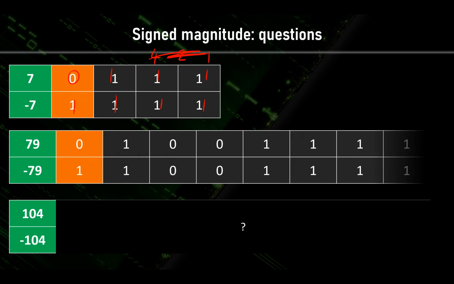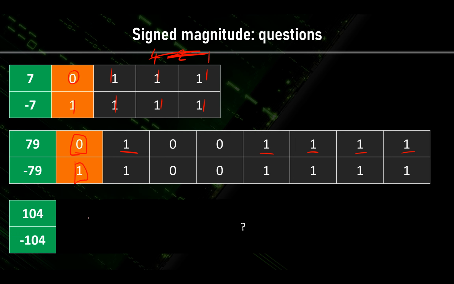Alright, so if we look at 79, that's going to be 64, and then we want 15. So 64 plus 8 gets us to 72, plus 4 gets 76, plus 2, 78, plus 1, 79. And again, of course, 0 means positive, and 1 means minus 79.